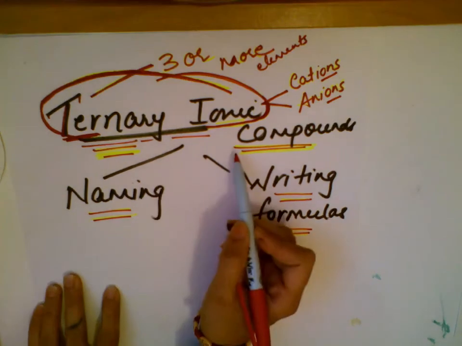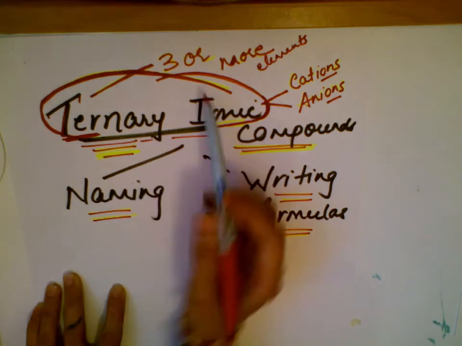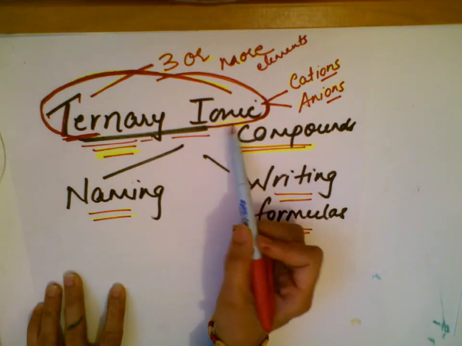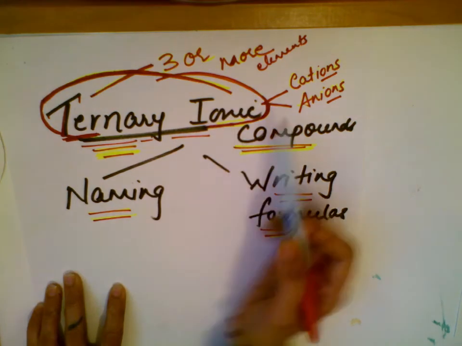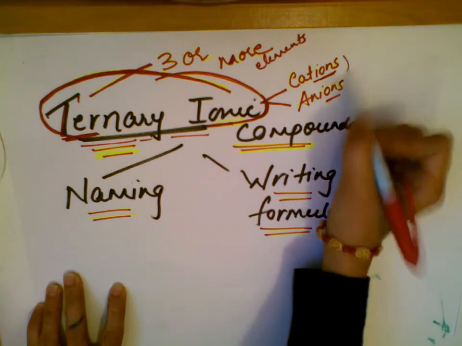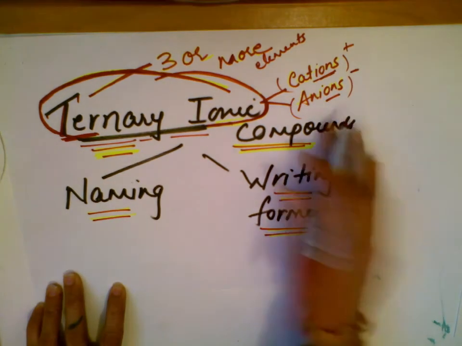Ternary ionic compounds. So how do we know that the compounds are ternary? If they have 3 or more elements. And how do we know they are ionic, not molecular? Because they are made up of ions. You're going to see cations, which are positive, and you're going to see anions that are negatively charged.